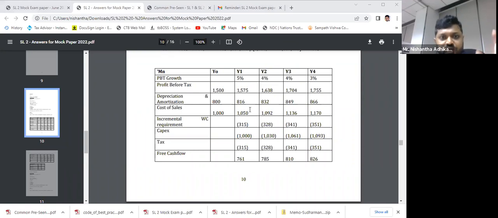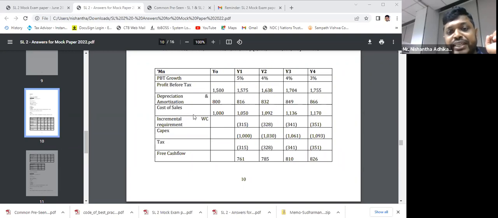Right. Look at it. Profit before tax 1,575. You have to add the depreciation, right? Then you have to deduct incremental working capital, capex, and tax. Then you will receive free cash flow. That's how it has been taken.